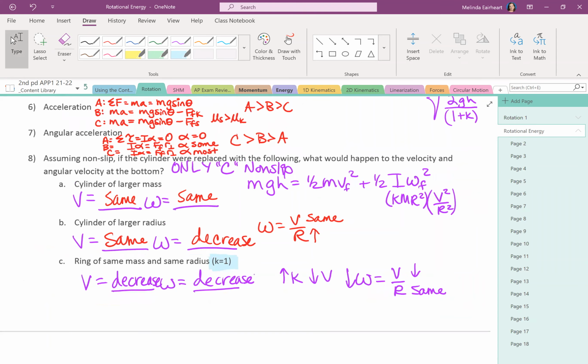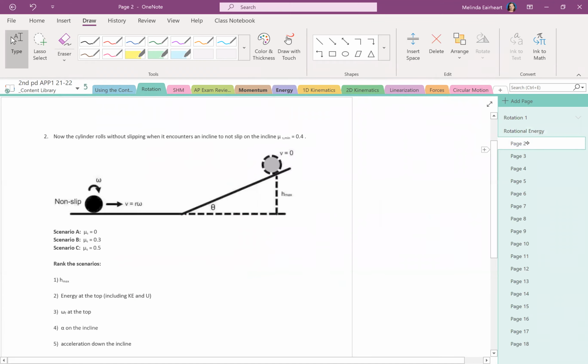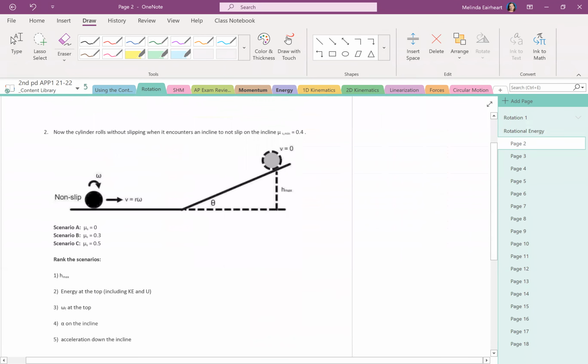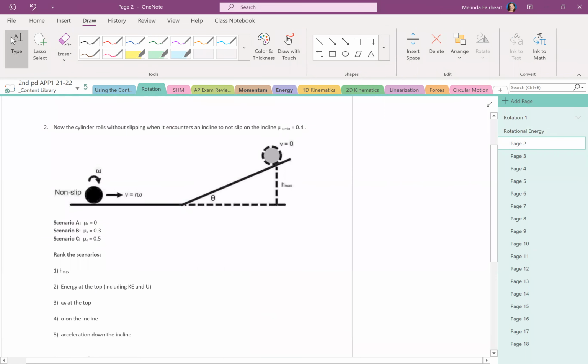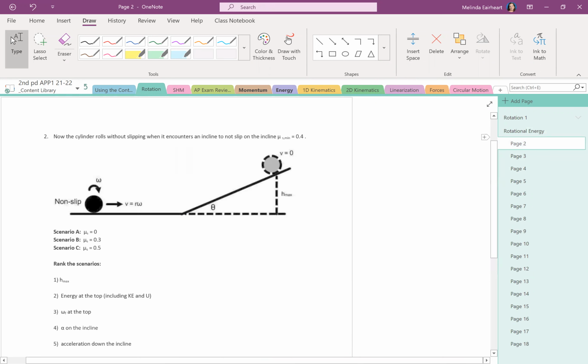Good on that page? Questions on the new energy, 1/2 I omega squared? Plug in your non-slip most times. Well, let's look at page 2. Let me get a preview of timing. We've got to get to pole A. So maybe we get this one started and then y'all can try these rankings, okay?